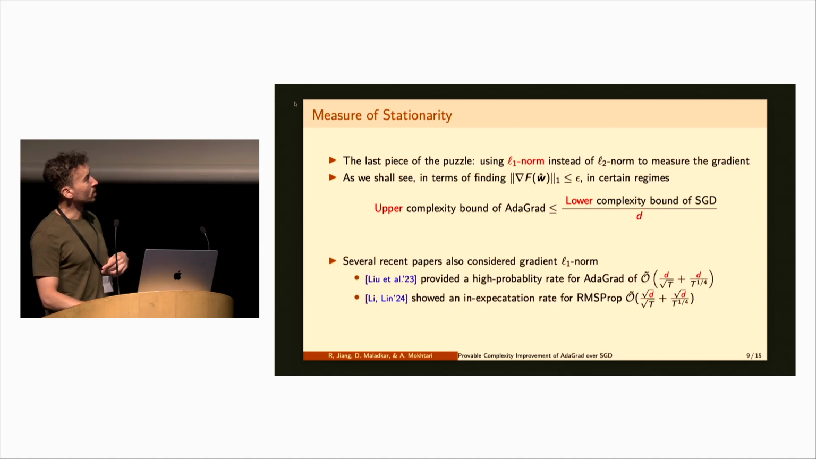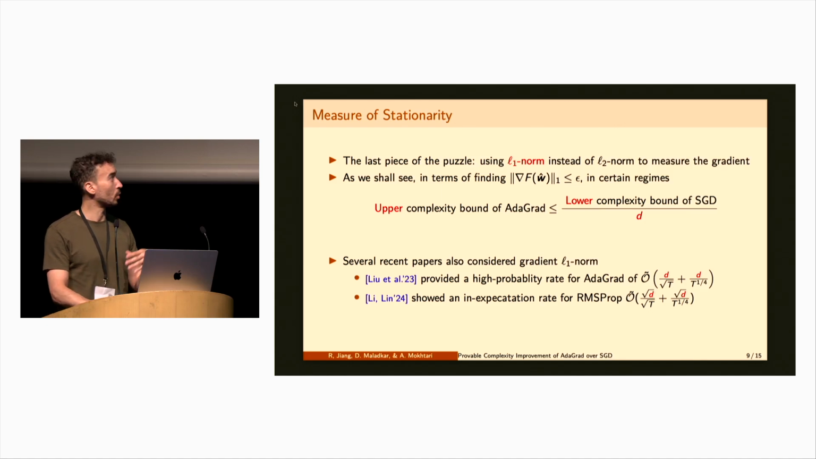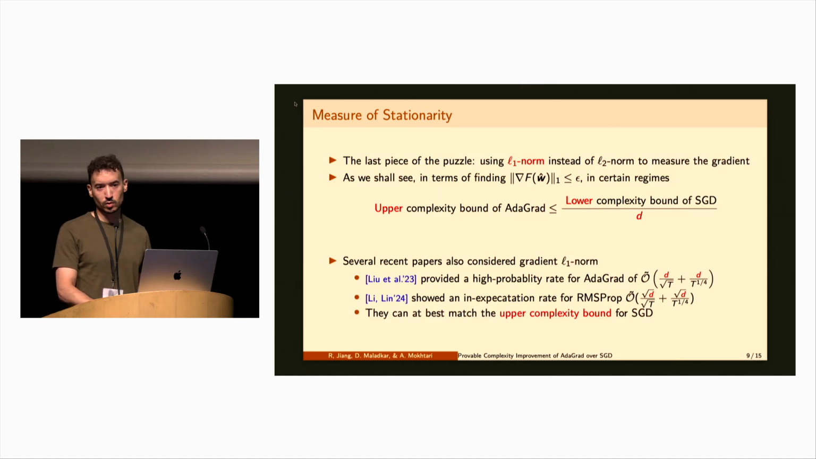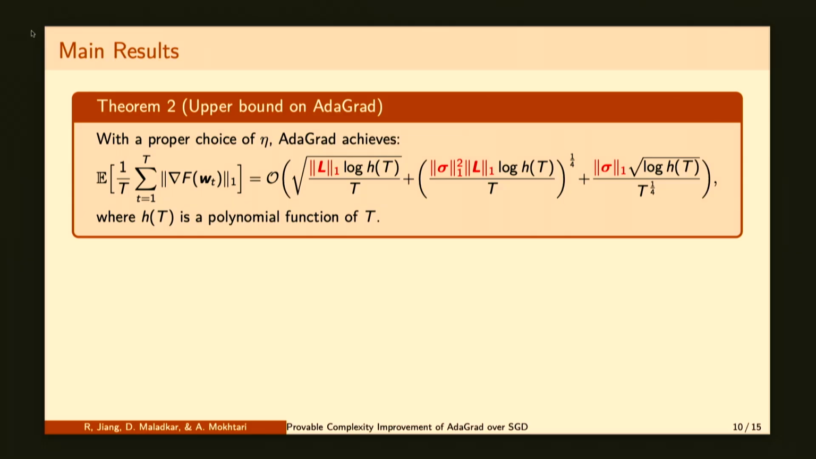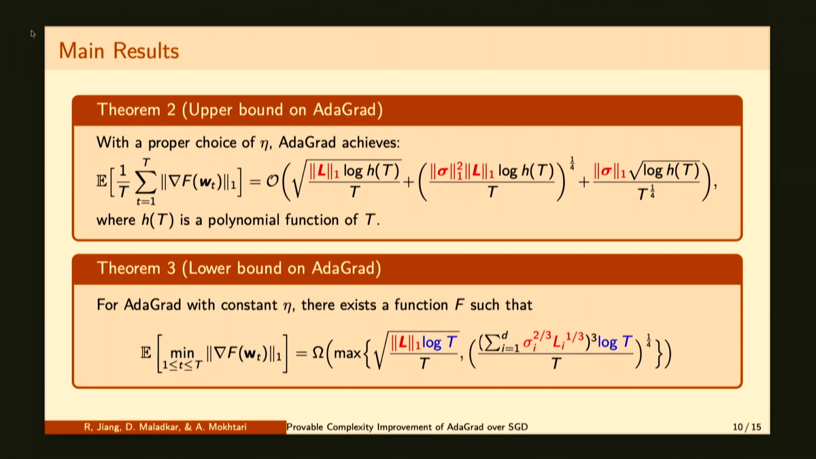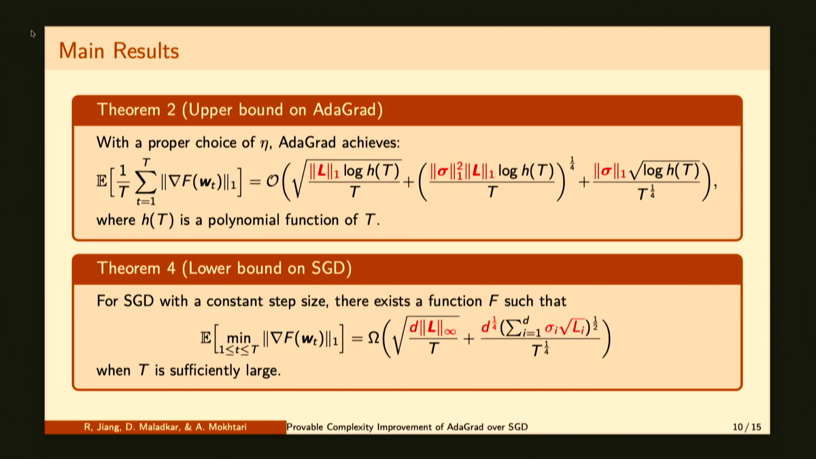And this was not the first time that people have considered the L1 norm. Some previous work has also considered that. Unfortunately, the rates that they get are at most that of SGD, so they didn't necessarily do better than SGD. So one of the main results of this paper is this new rate for Adagrad. They've also provided a lower bound, which almost matches the upper bound. Now we're going to see how this rate compares to that of SGD.